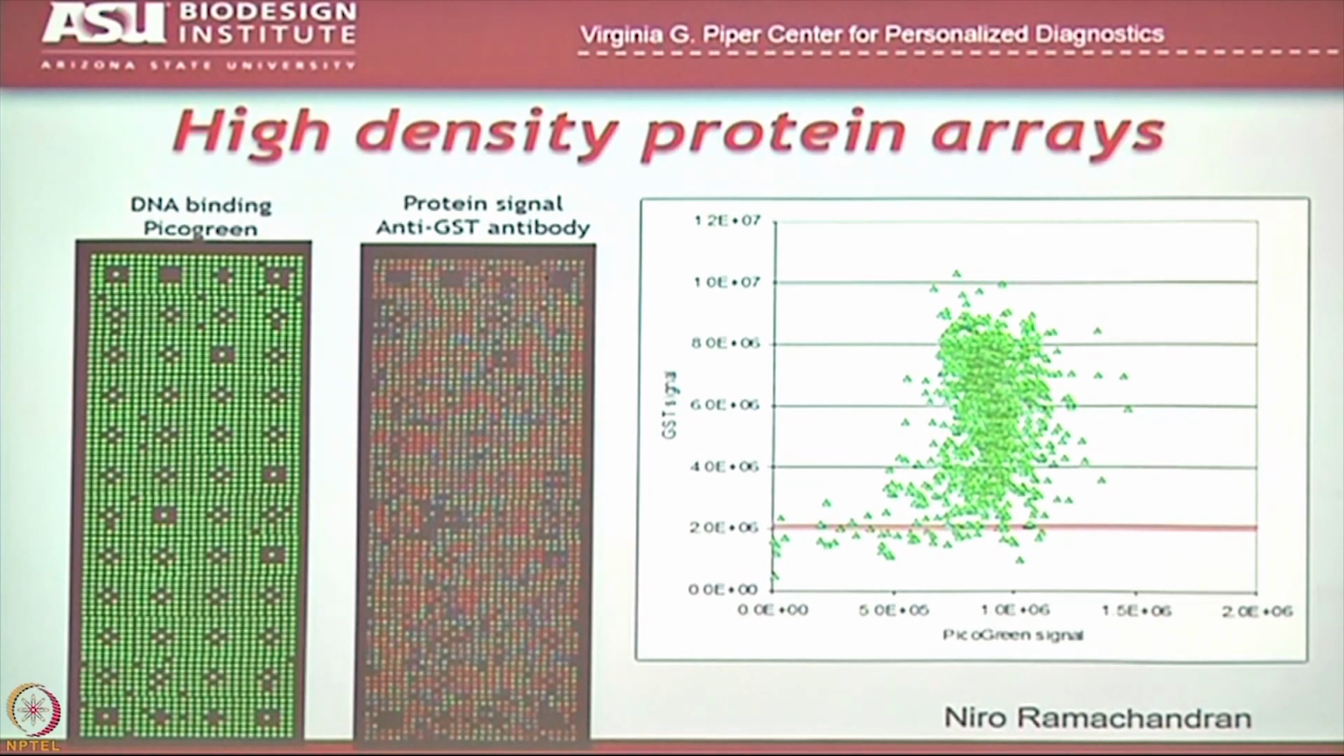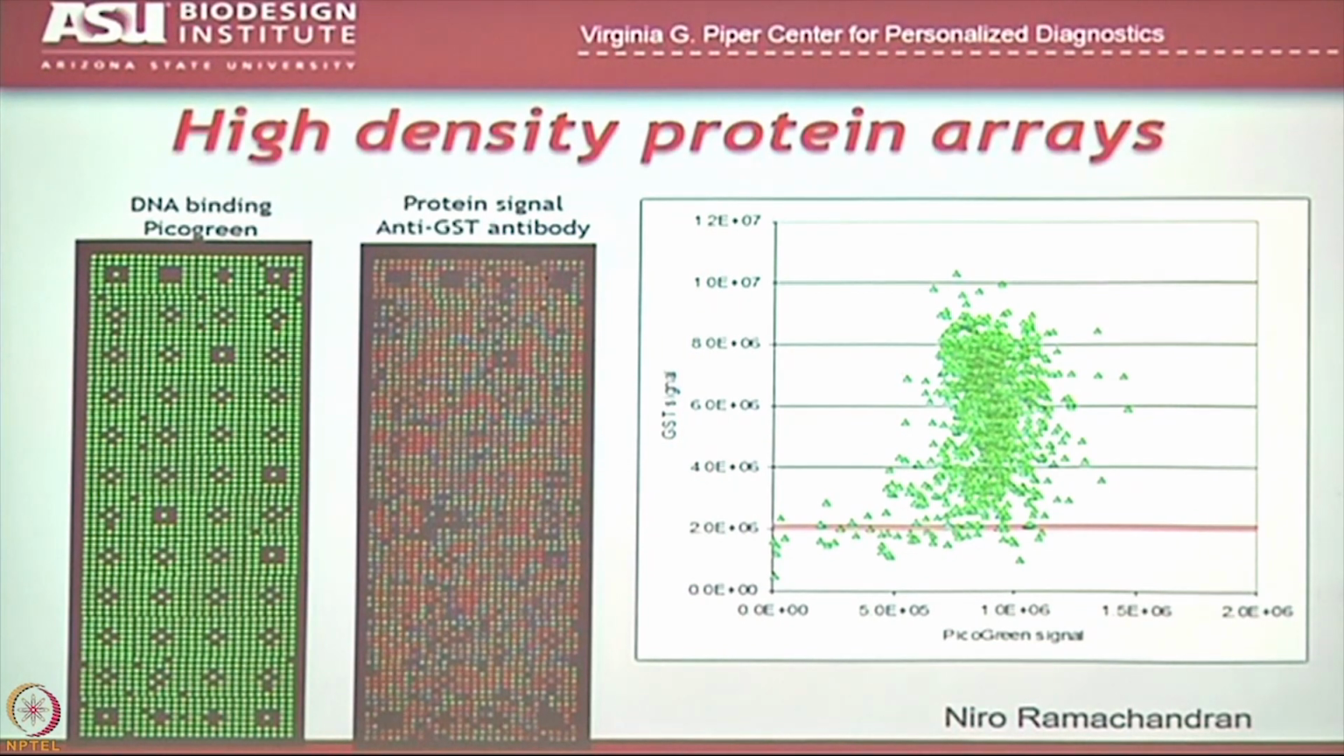Then we convert it to protein and we measure it with anti-GST. And that tells us how much protein we have on the array. And that tells us that not only did we print well, but we can express and capture the protein as well. And that's what this plot shows you here. In the x-axis is DNA signal, that's the pico green. In the y-axis is GST signal, that's the amount of protein made.